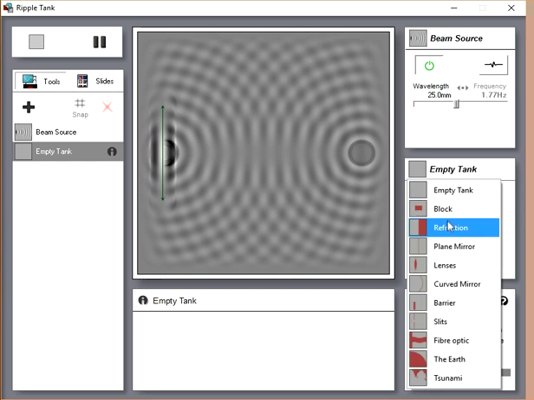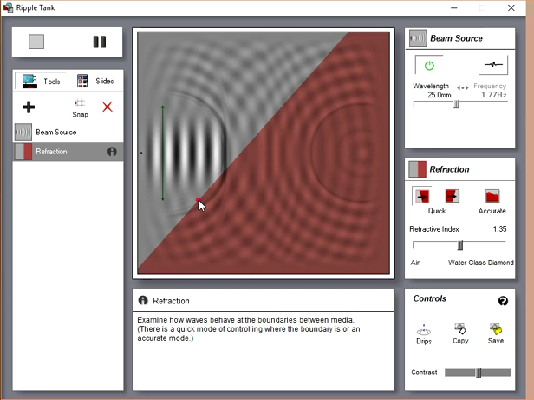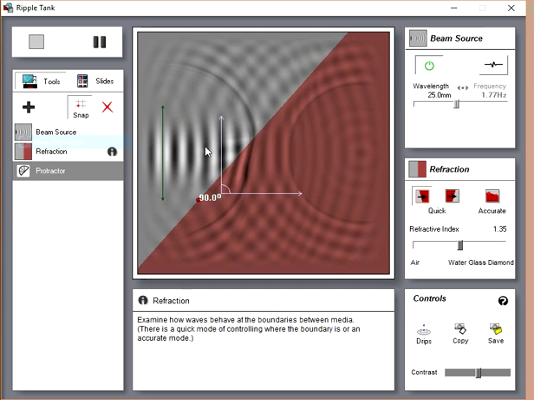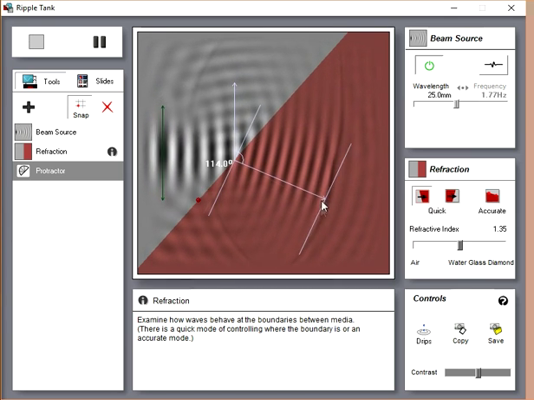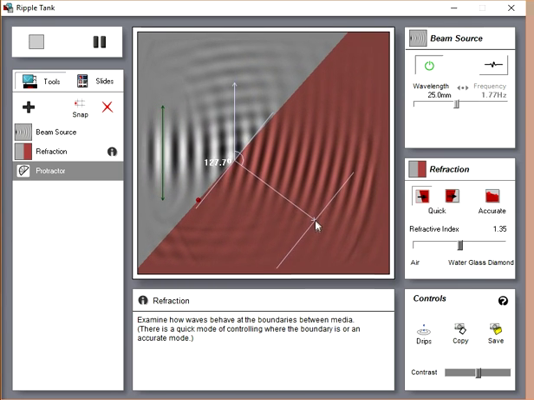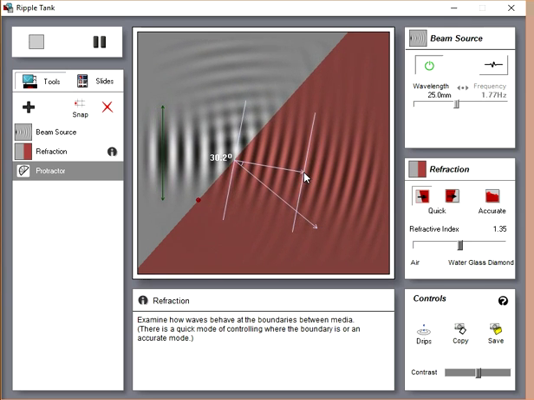Refraction is one of the things that you might want to investigate with a Rippletank. This is looking at waves entering a more dense medium. We've got a protractor, and we're going to use the guides to set that up as the normal and then measure the angle of the wavefronts.